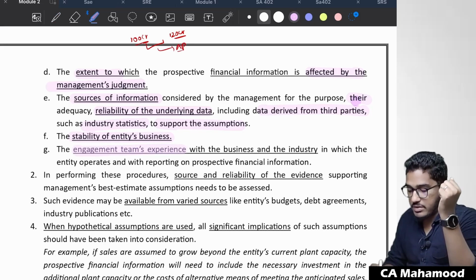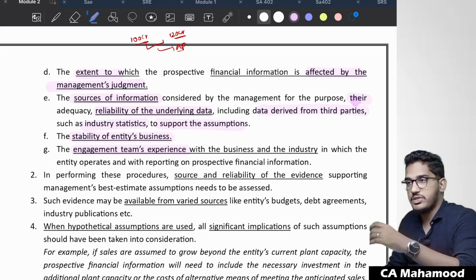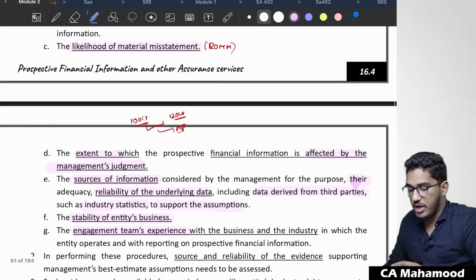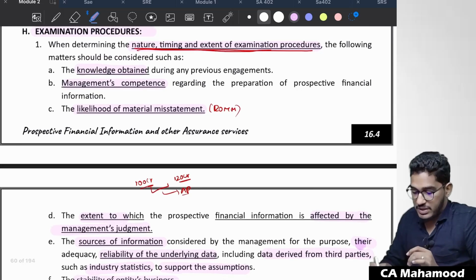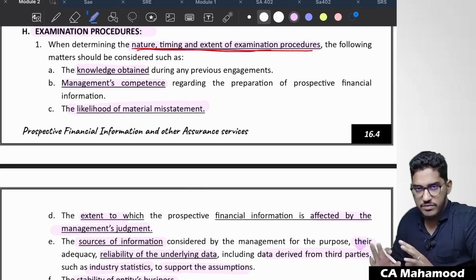And you also need to consider your engagement team's experience with the business and the industry in which you are operating. So you have to pay attention to the engagement team's experience also. All these factors the person has to consider in determining nature, timing, and extent of procedures. As you could see, there is nothing much new here. All these are general points. You can prepare one short summary of all these points.